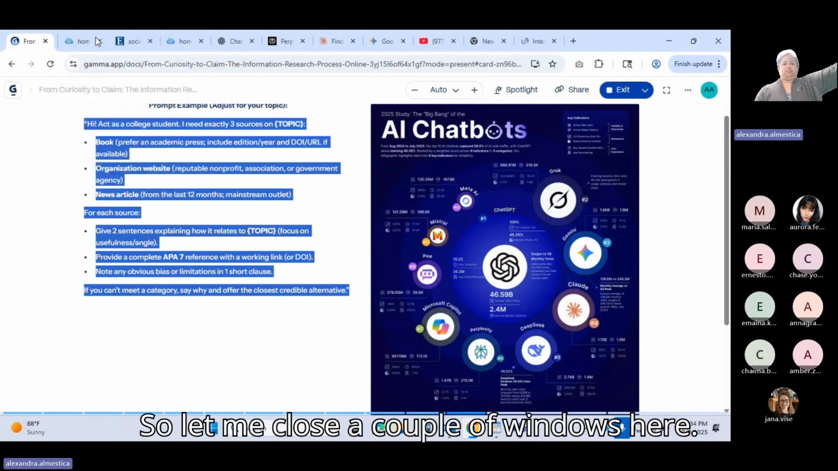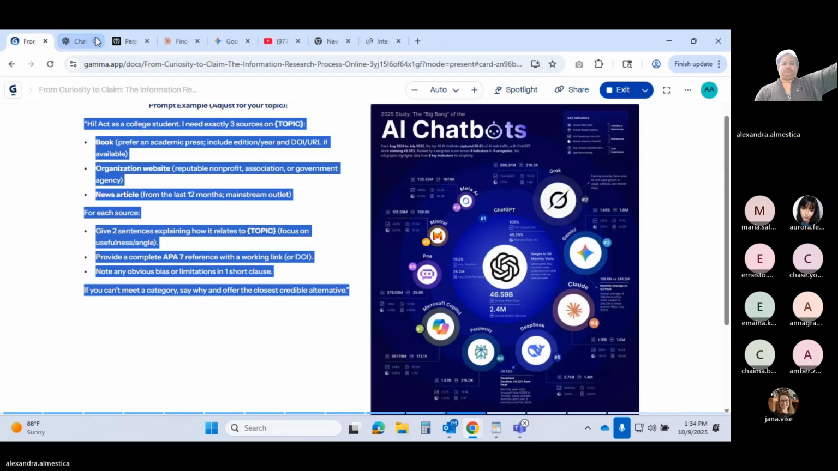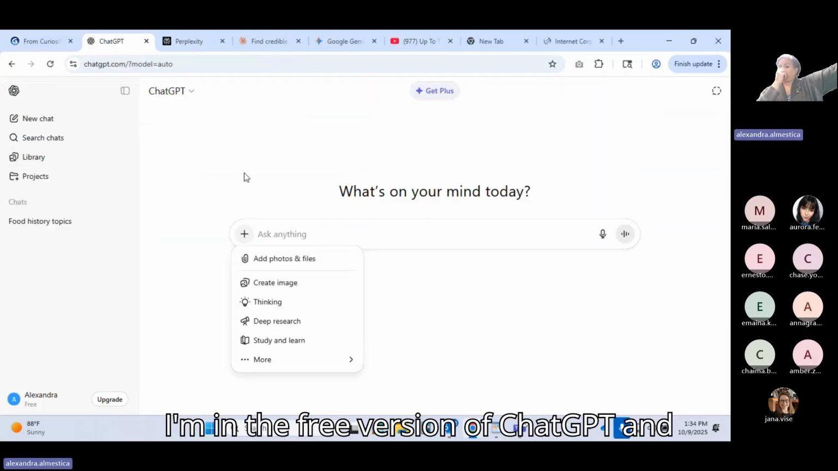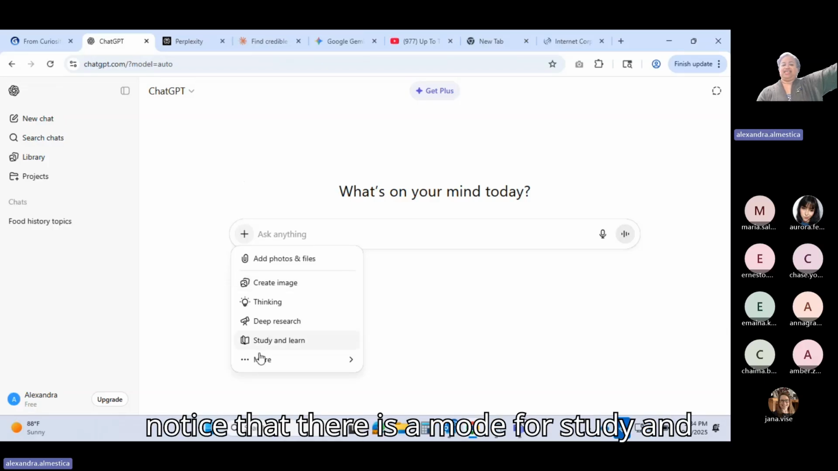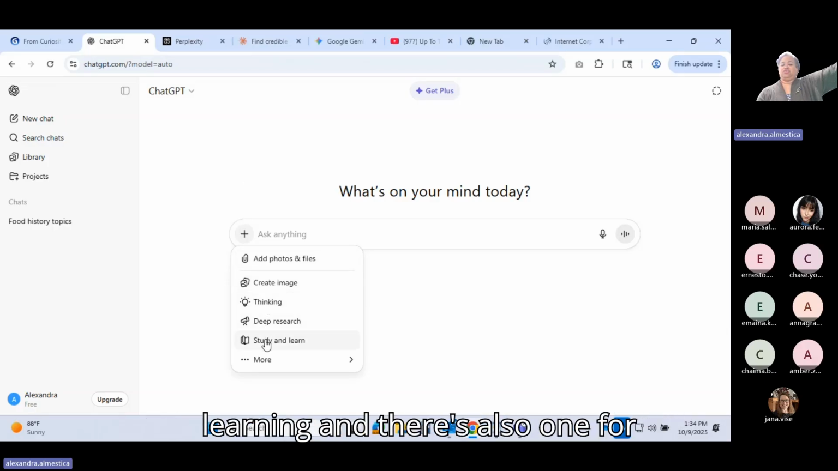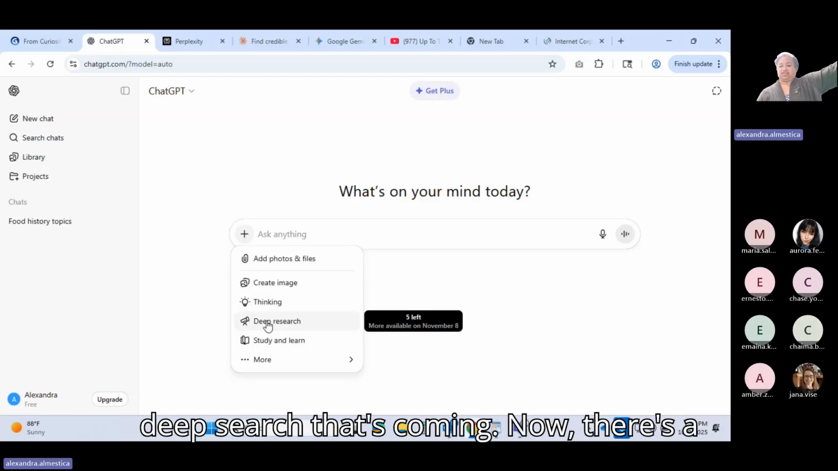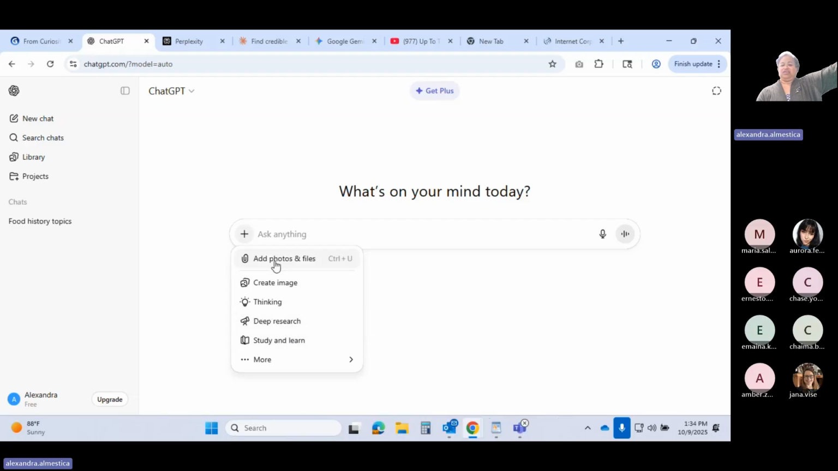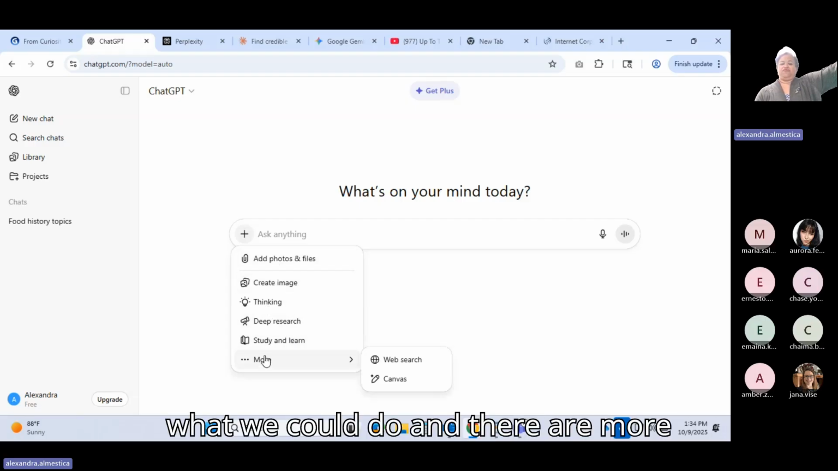So let me close a couple of windows here. And I'm going to start with ChatGPT. Now, I'm in the free version of ChatGPT, and notice that there is a mode for study and learning, and there's also one for deep search that's coming. Now, there's a certain kind of limit, right, in what we could do, and there are more features.